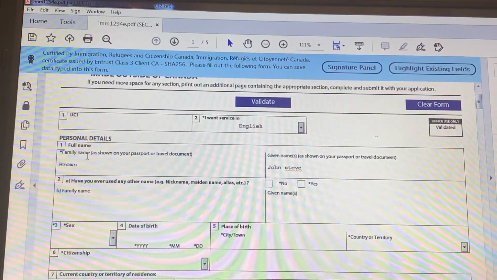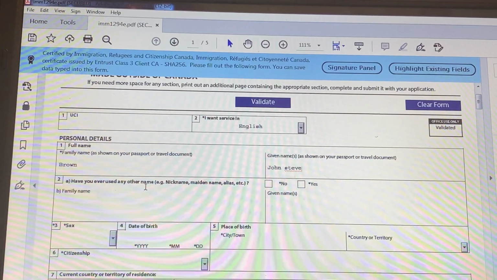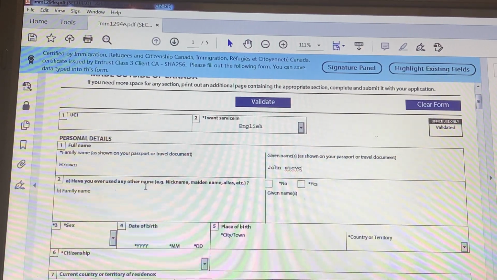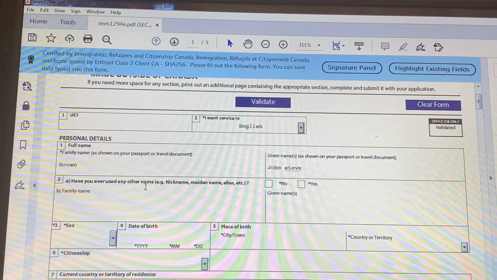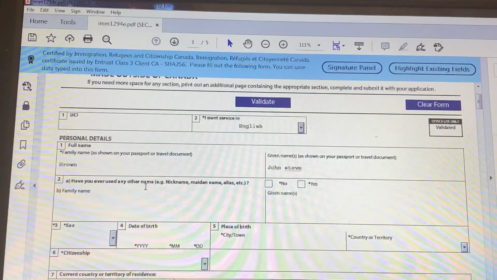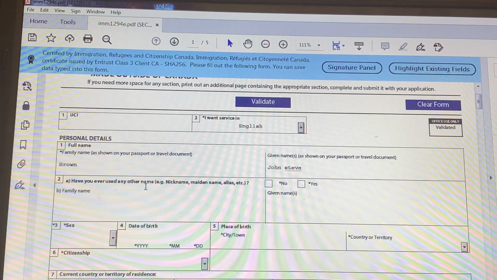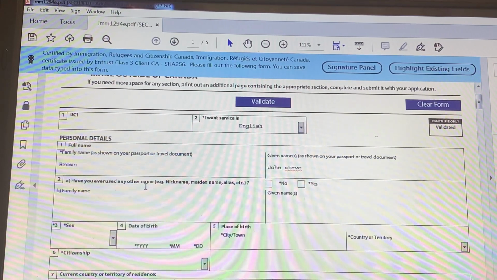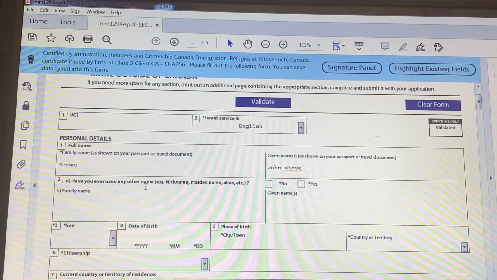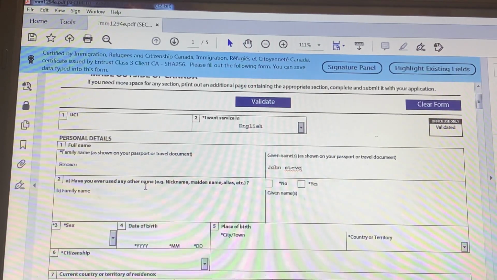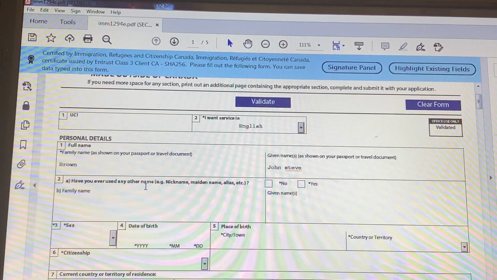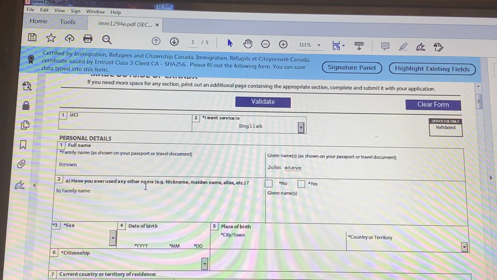Have you ever used any other name? For example, nickname, maiden name, or alias? No, guys, this is very important. If you are married or if you had a name change for whatever reason, then you definitely have to select yes in this section. So if you had a maiden name and then you married, and you changed your name, whether a double barrel name or you decided to change your last name totally, you'll select yes, and then you would put what your previous name was.